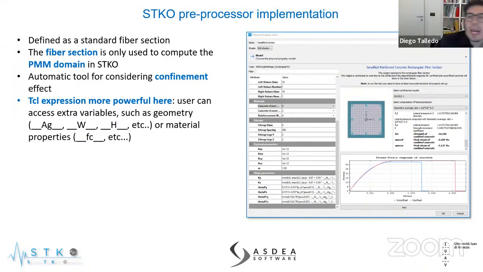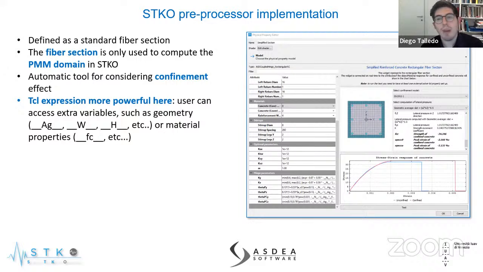So what about the STKO preprocessor implementation? We defined a specific object where we can input all those parameters. It's defined basically by a standard fiber section. We need this fiber section in order to compute the interaction domain, and it's used just for that. So it's used internally in STKO just in the moment we are generating the Tcl files.